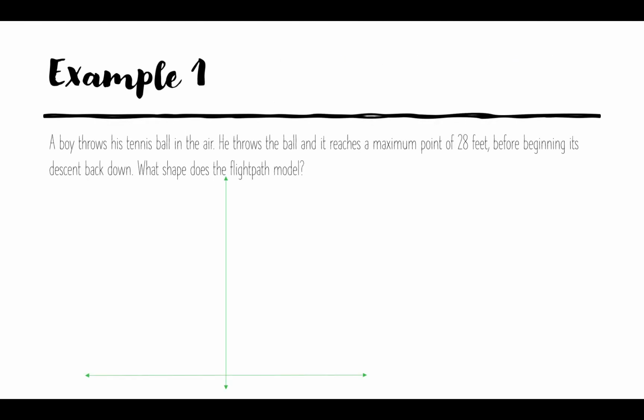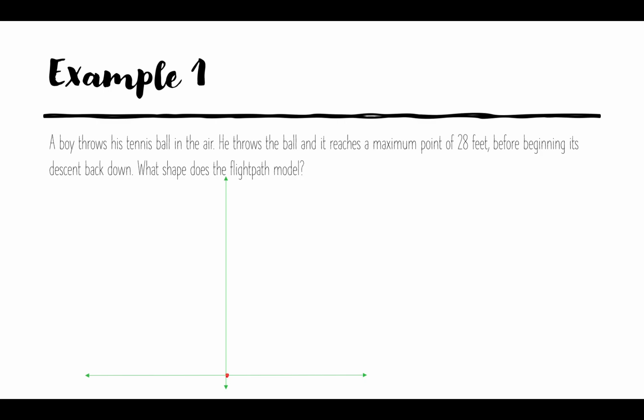Let's look at our first example. A boy throws his tennis ball in the air. He throws the ball and it reaches a maximum point of 28 feet before beginning its descent back down. What does the flight path model? Take a crack at this problem, and assuming that you've given it your go, let's look at it.